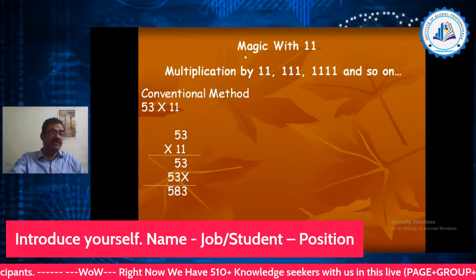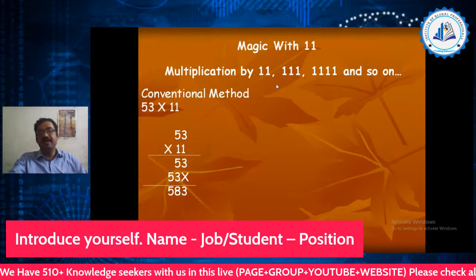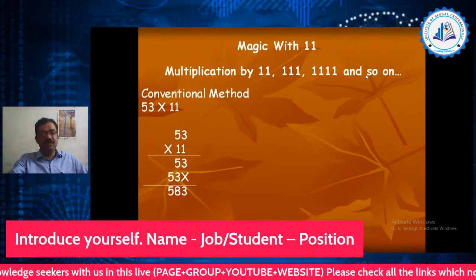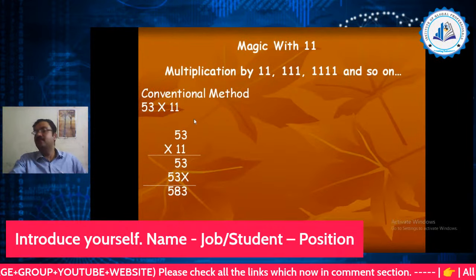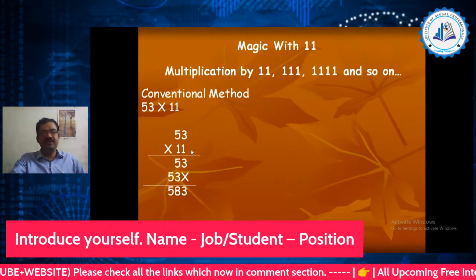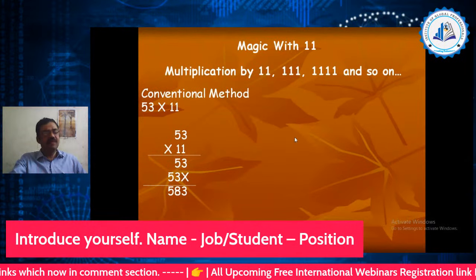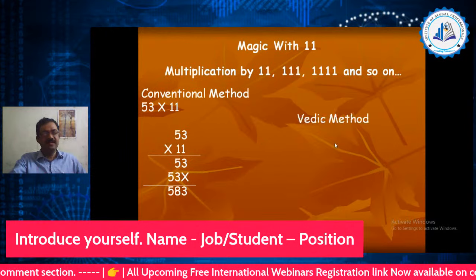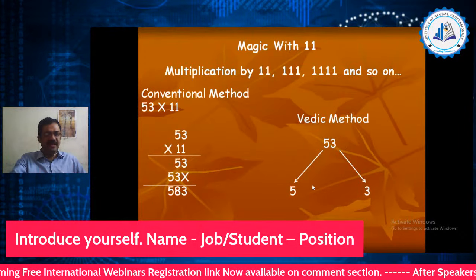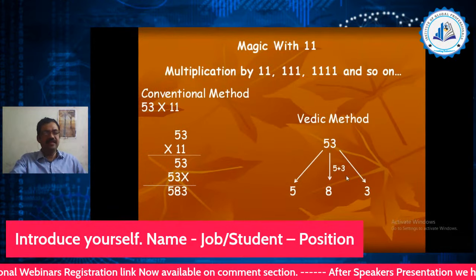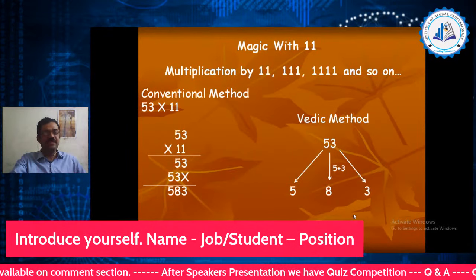Now we start the magic number 11. 11 is a very magic number. The multiplier is 11, 111, 1111, and so on. In the conventional method, if we want to multiply 53 by 11, first of all, we multiply 1 by 53 and 1 by 53 and add. But in Vedic mathematics, very easy. You write 5 as it is and 3 as it is and add both numbers, that is 5 plus 3 is 8. So the product of 53 into 11 is 583.